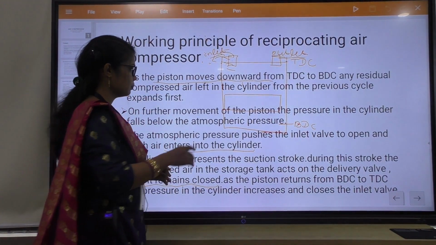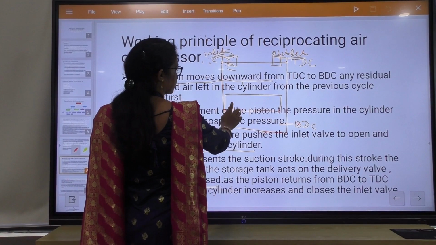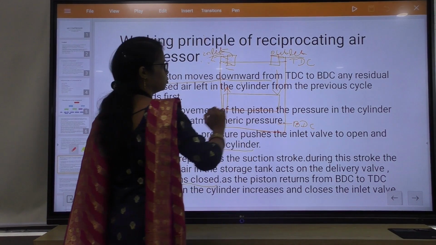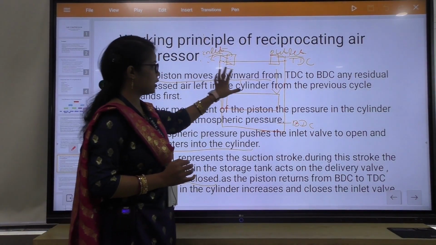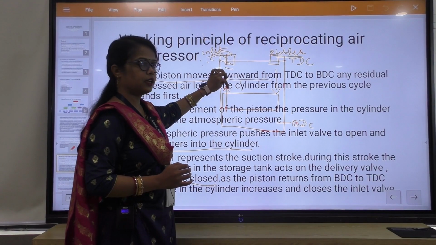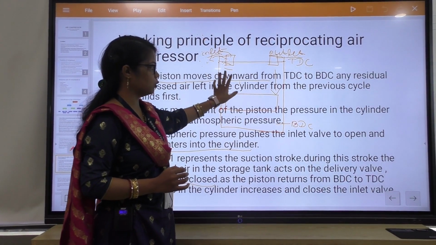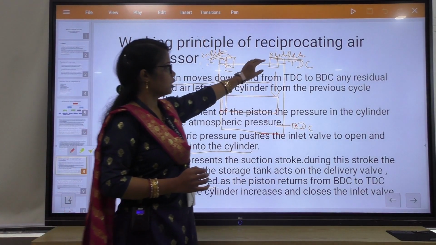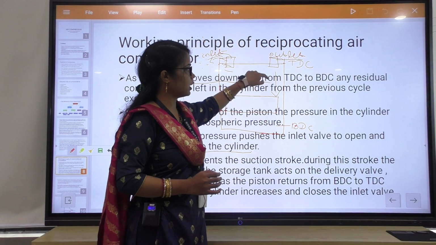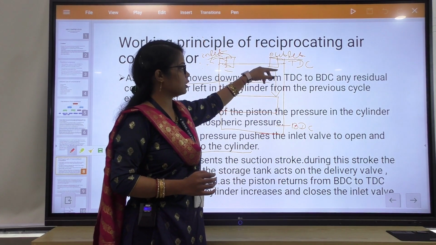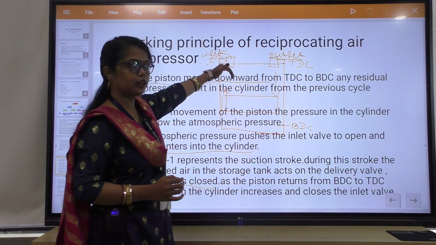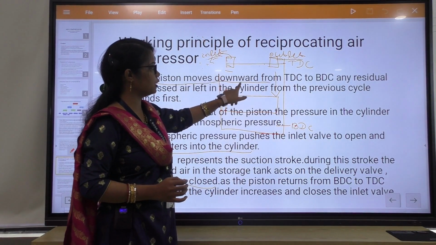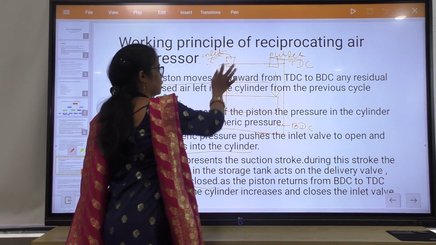What happens when the piston moves in the upward direction? First it moves in the downward direction from the TDC to BDC, then suction is created inside the cylinder, and outside atmospheric air enters the cylinder. During that process, the outlet valve is closed. That's why the air cannot leave the cylinder. Only the inlet valve will be opened, and due to the suction process, air is entering the cylinder only in this direction.